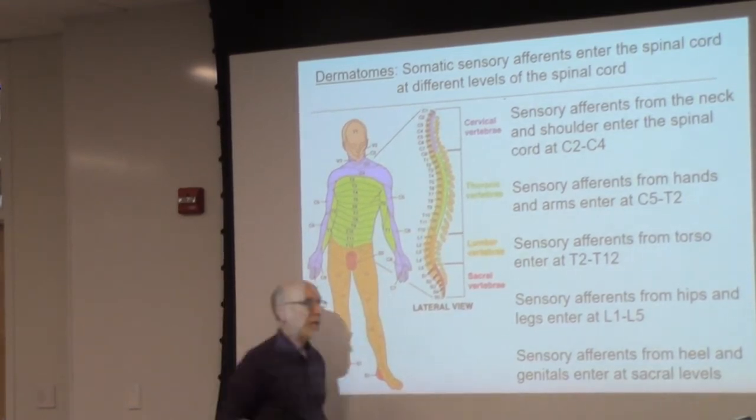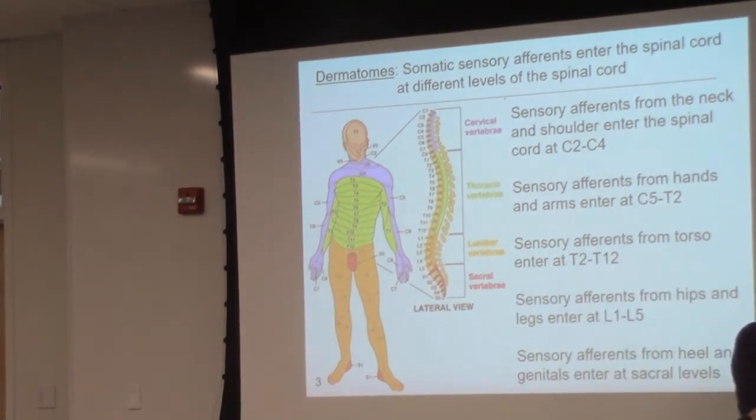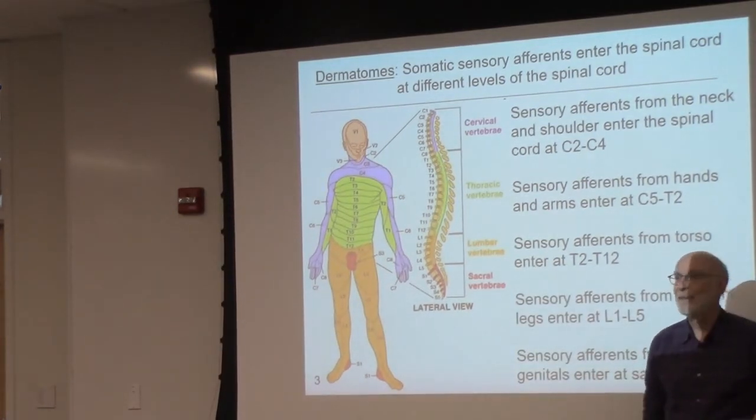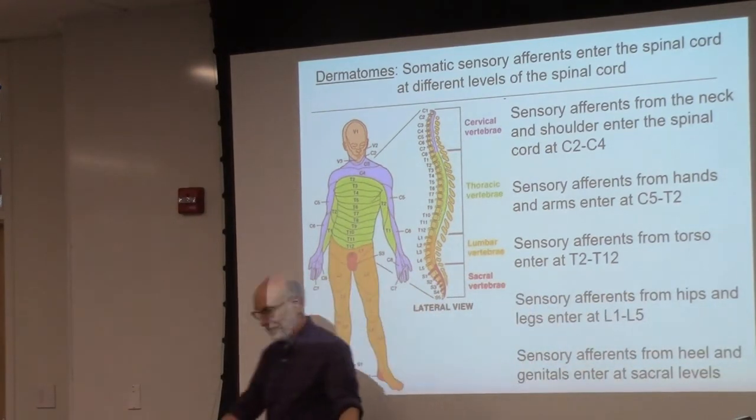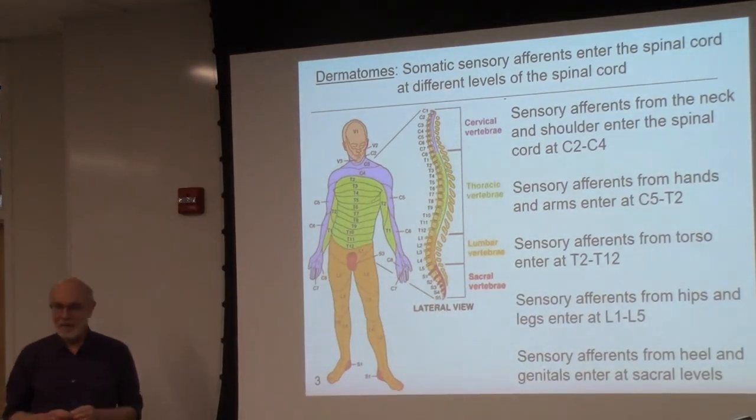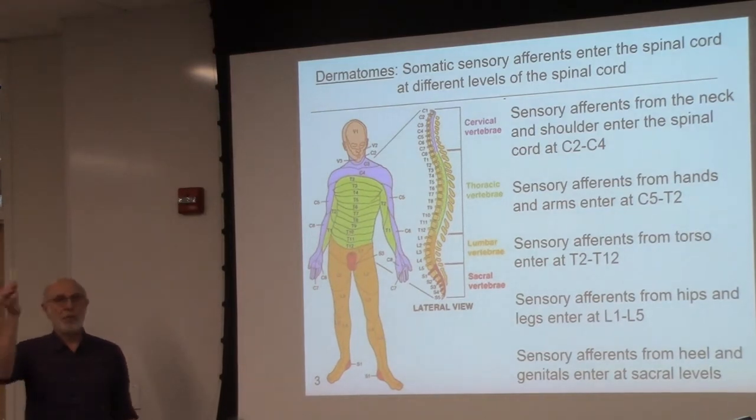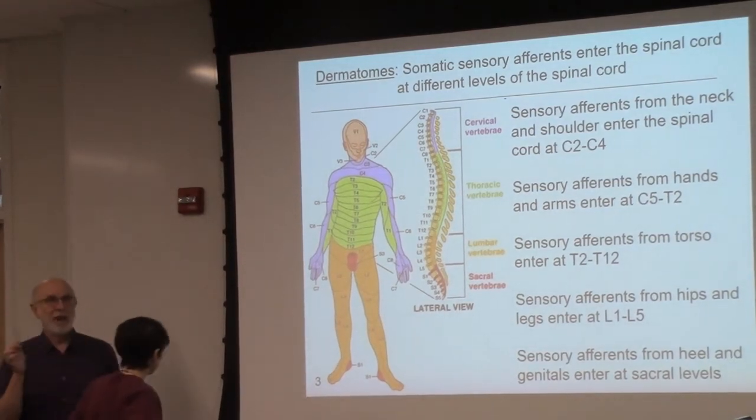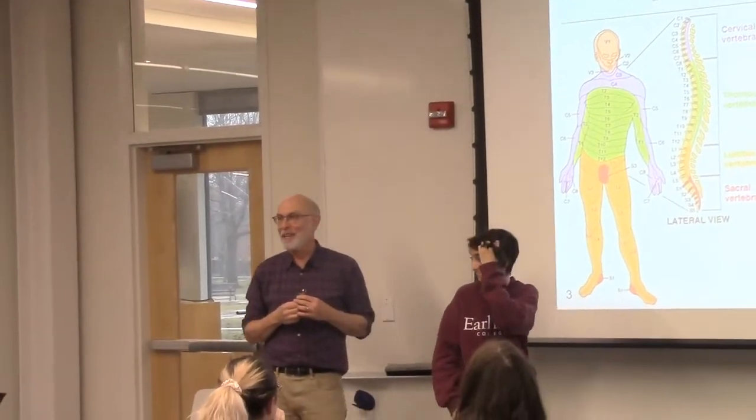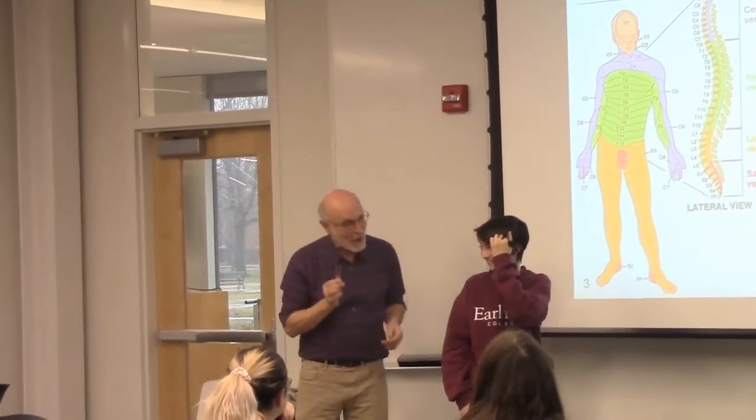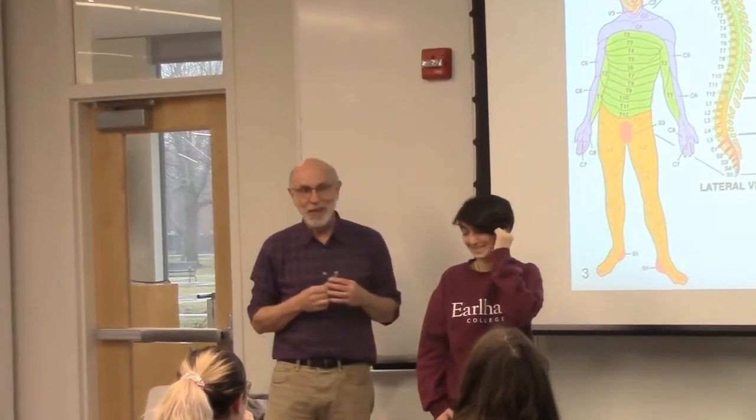So let's play a little game and demonstrate receptive fields. I need a volunteer. So what I have here is a probe with 2 points. They're not sharp. I will not cause pain. I'm only going to activate touch and pressure, I promise. If I start to cause pain, you let me know.